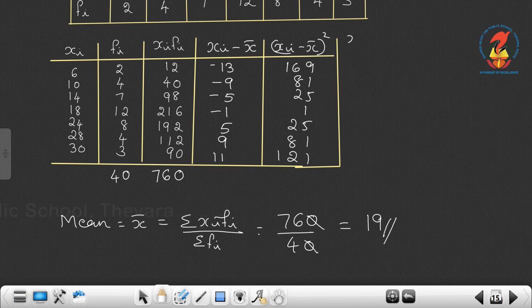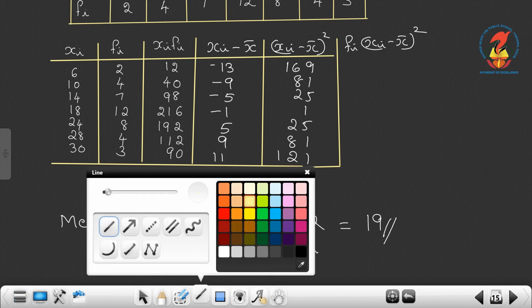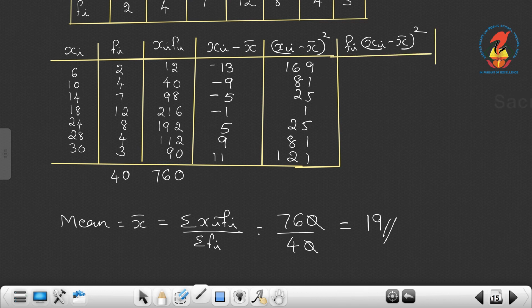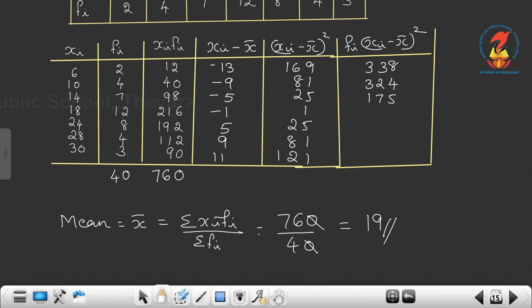Now the last column is fi into xi minus x bar square. So multiply 169 into 2, so it is 338. 81 into 4 is 324. 25 into 7, that is 175. Then 1 into 12, that is 12. 25 into 8 is 200. Then 81 into 4 is again 324. 121 into 3, that is 363. Find the sum.